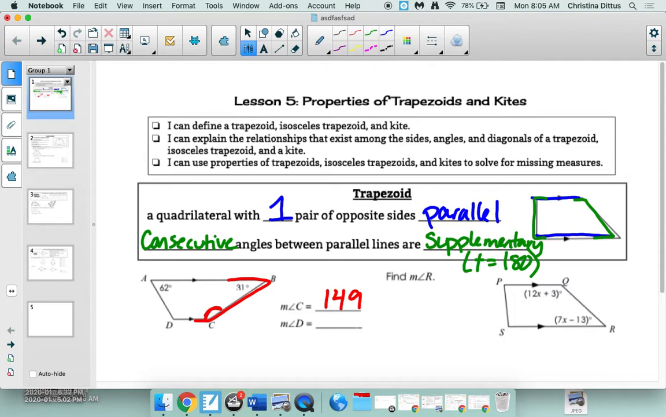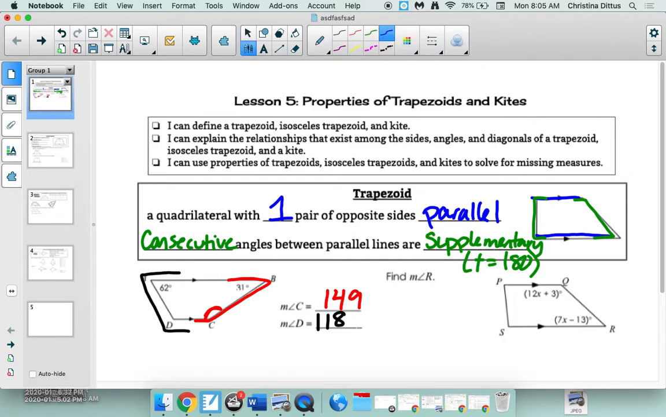Angle D, is it going to be the same as something or add up to 180? Add up to 180 with what other letter? 62. Yeah, 62. So how big is D? 118.